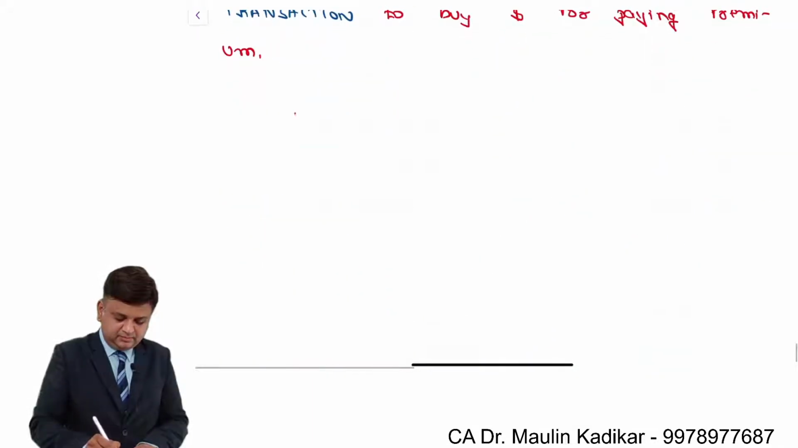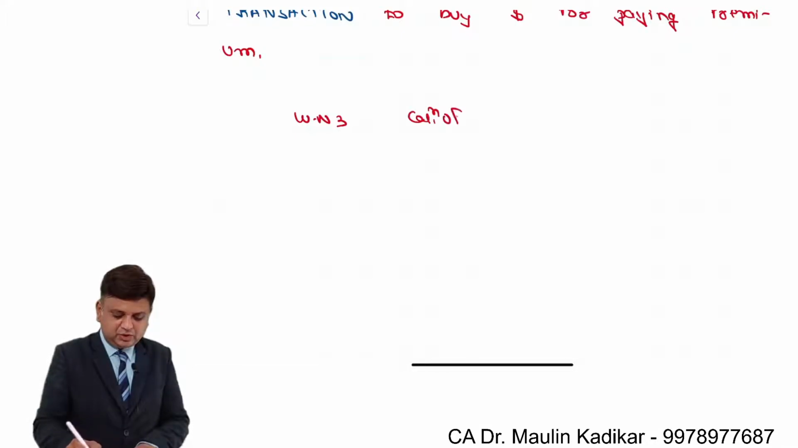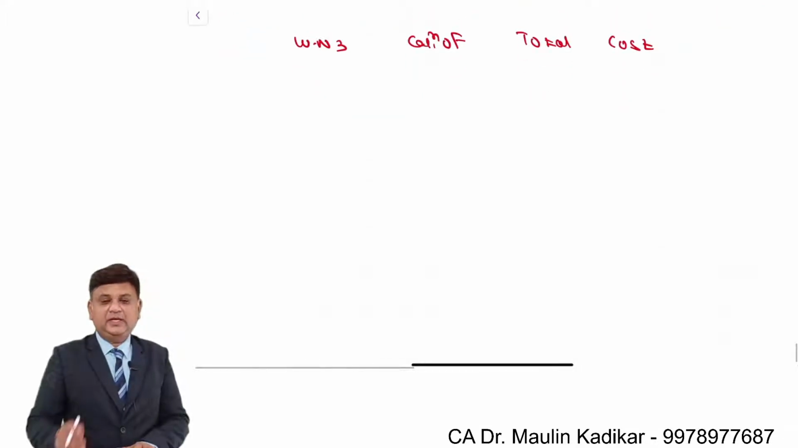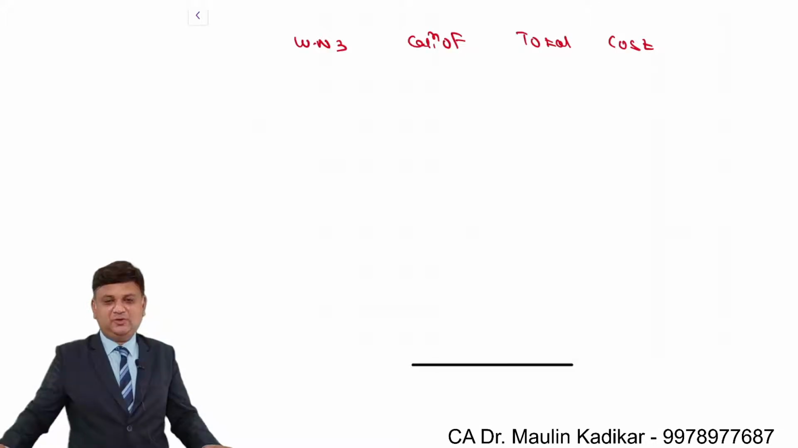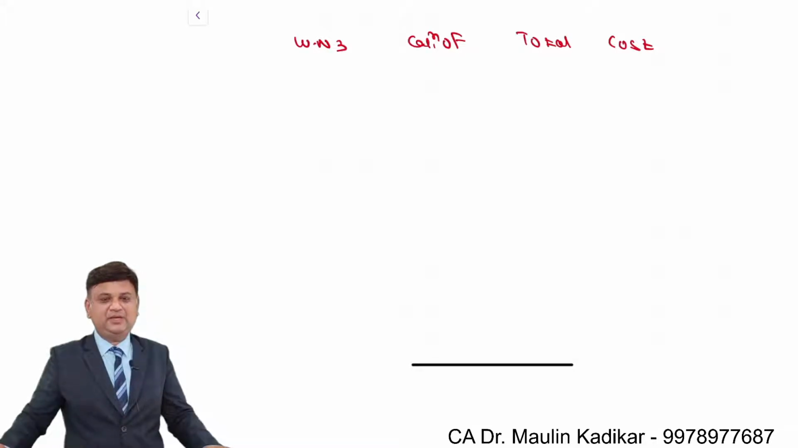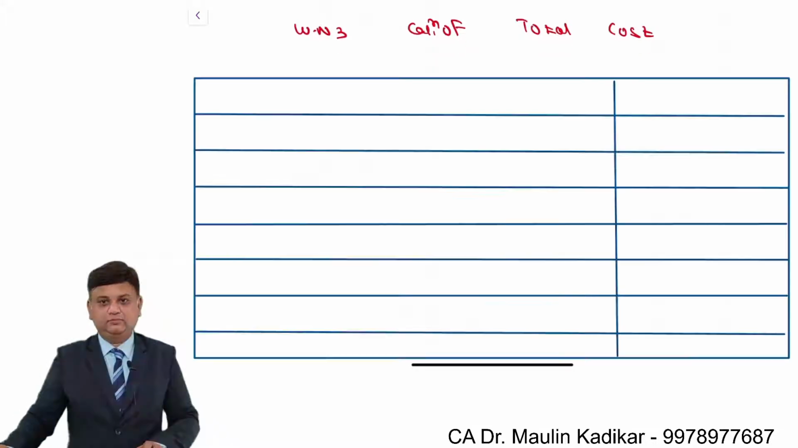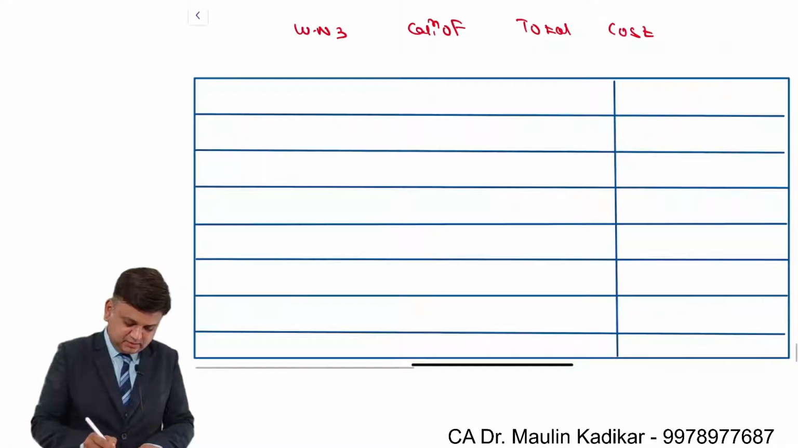Working note number 3, calculation of total cost. I request you to put your answer: what would be the total cost to the UK company in pound currency. So let us see how to calculate the answer.